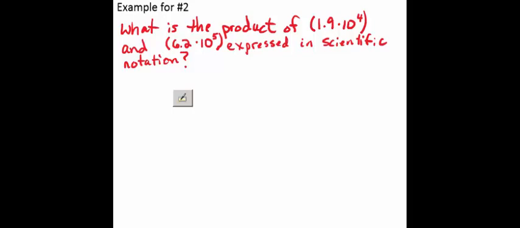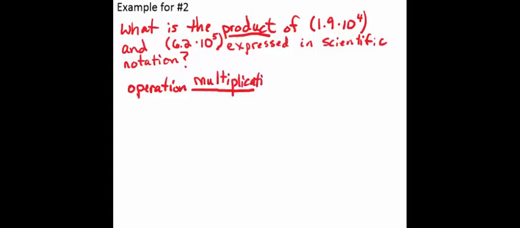Okay, first thing that we need to review is in class, we would write down the operation. What is the operation that we used? Well, in this case, the operation should all hinge on the word product. Product means to multiply. So we are going to use multiplication. So we will be multiplying 1.9 times 10 to the 4th by 6.2 times 10 to the 5th.